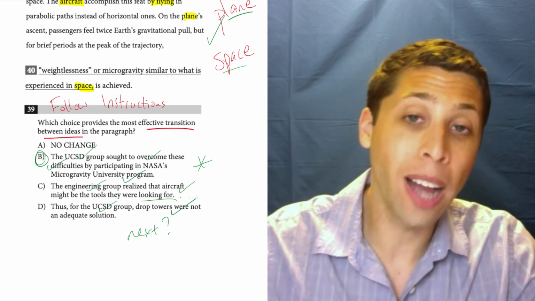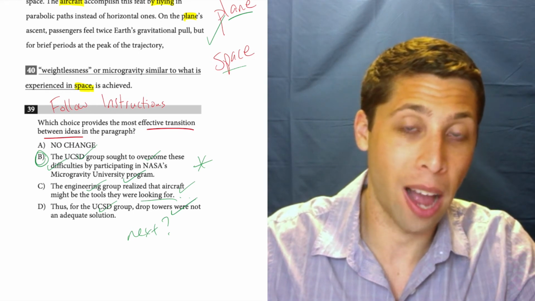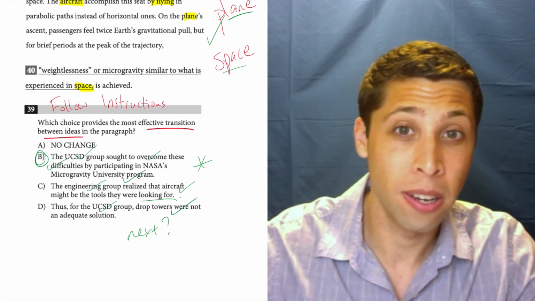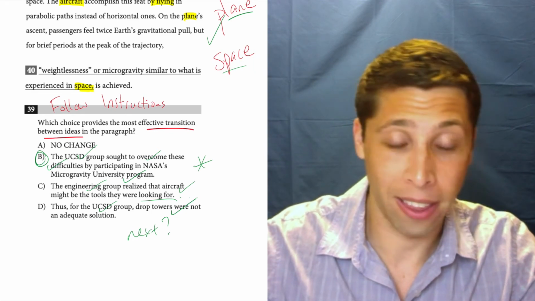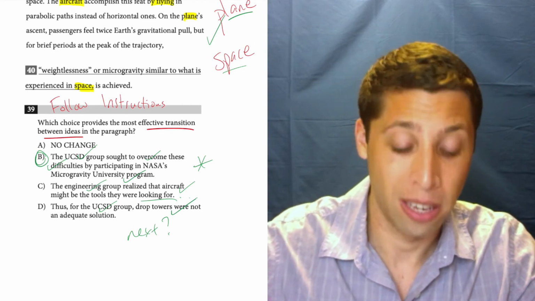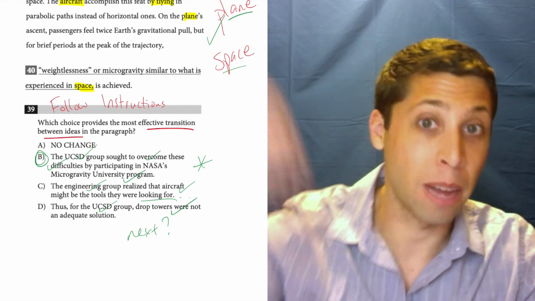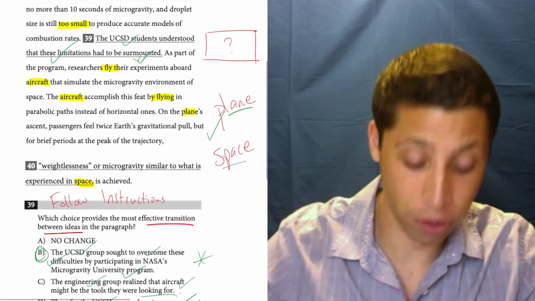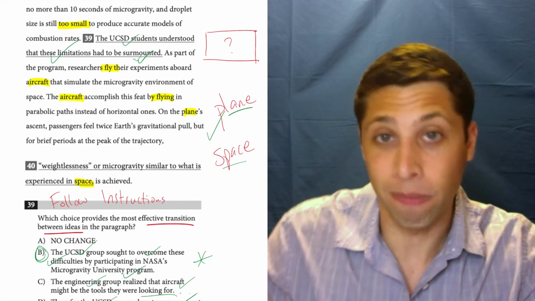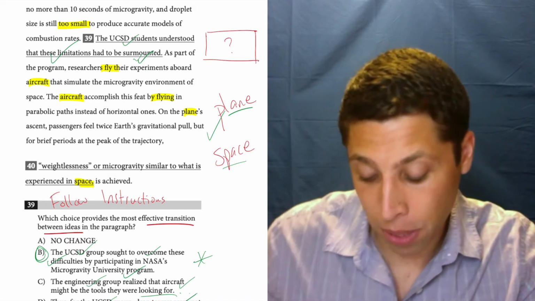So this is why the instructions are so important. I'm not really picking this because I like the way that B sounds. It's not an instinct thing. It's because the instructions were clear. I need to transition. So I need to talk about things that come before and things that come after the part where the question is. So the goal is clear. I followed the goal. B follows it best.